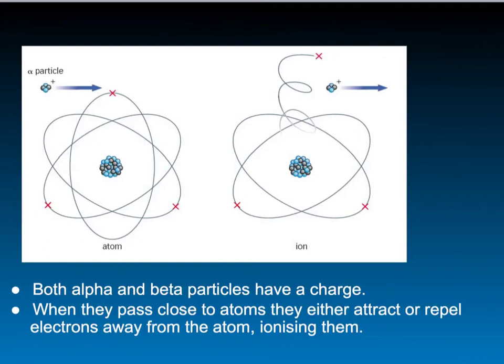When ionizing radiation passes through a spark chamber, it ionizes the gas inside by removing some electrons from the atoms. This causes an electric current, which is seen as a spark between the metal plates. Both alpha and beta particles have charge. When they pass close to atoms, they either attract or repel electrons away from an atom, ionizing them. Alpha particles have a greater mass and a greater charge. This makes them the most ionizing form of radiation.